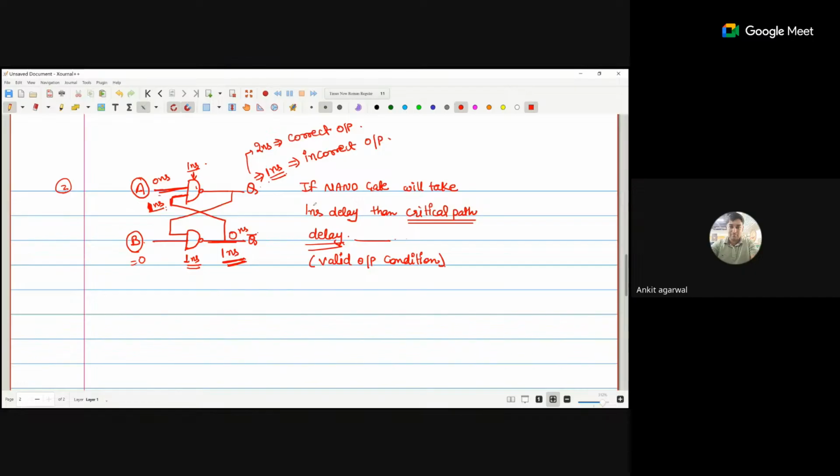Don't be confused about the meaning of critical path delay. We are saying that this particular NAND gate takes 1 nanosecond delay, so we get the output at 1 nanosecond, but this is not the critical path delay, this is a normal delay. If you are talking about the critical path delay, that means the correct output, and the correct output will be received after 2 nanoseconds. So the answer is 2 nanoseconds.